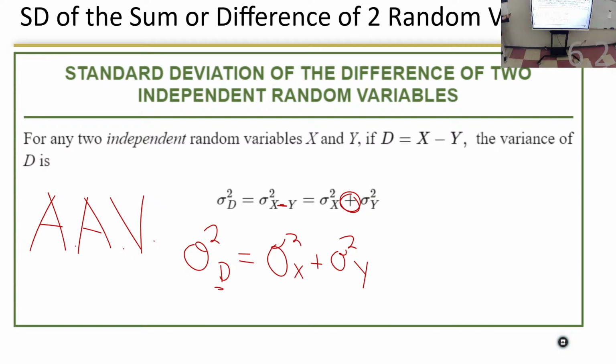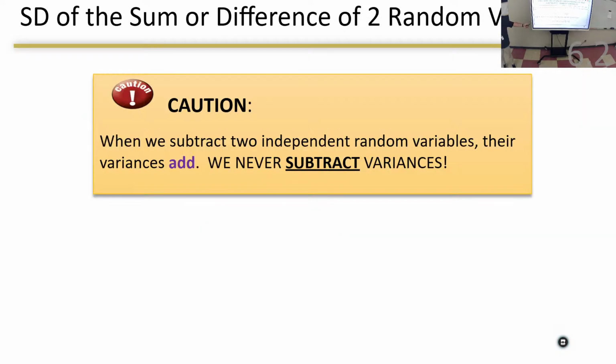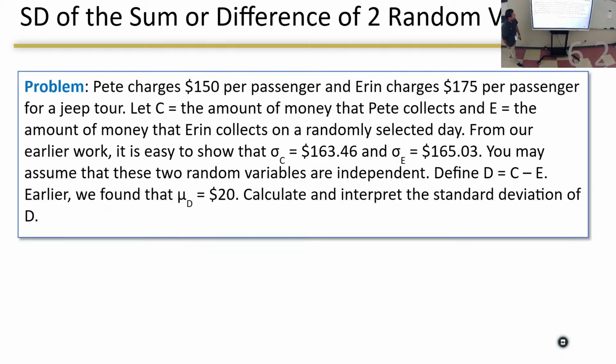Everybody else okay? Anything? Example? Here we go. Pete charges $150 per passenger. Aaron charges $175. Let C be the amount of money that Pete collects. Let E be the amount of money that Aaron collects. We know that the standard deviation of C is 163.46 and the standard deviation of E is 165.03. Aaron's standard deviation is more than Pete's, not by much. Assume that these two random variables are independent.